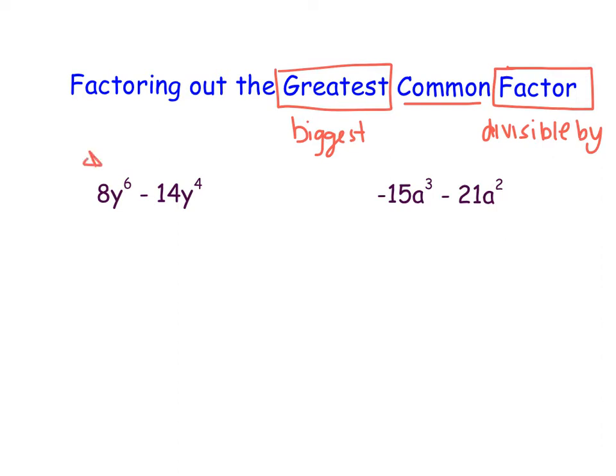So if we look here at 8y to the 6th minus 14y to the 4th, we're looking for a greatest common factor, and this deals with both numbers and variables. The first thing we need to look for is the greatest number that both 8 and 14 are divisible by. You can list out the factors of 8: 1, 2, 4, and 8. Those are all of the numbers that 8 is divisible by. And 14 is divisible by 1, 2, 7, and 14. If I look at those, the greatest common factor that they have is 2.